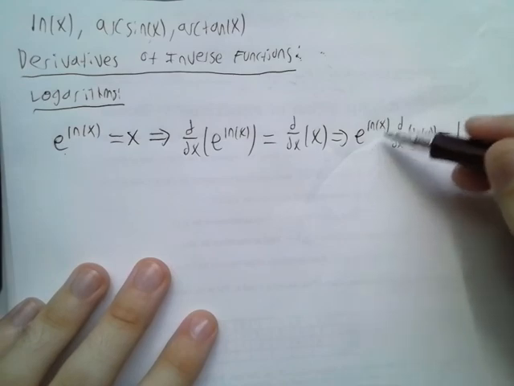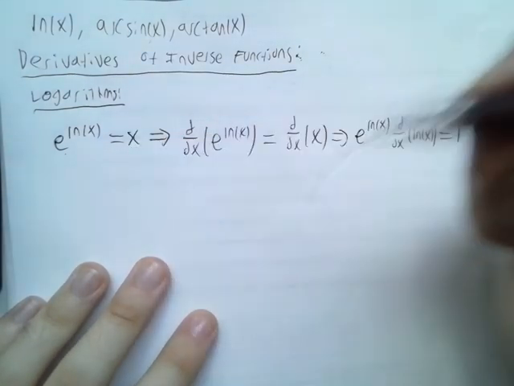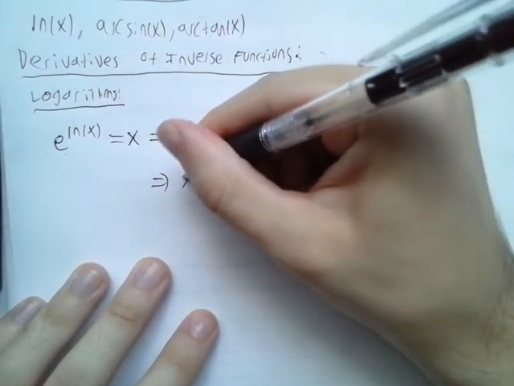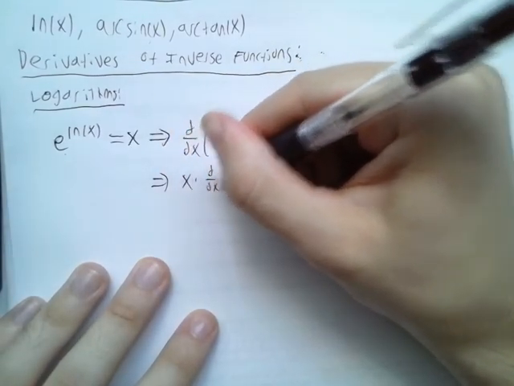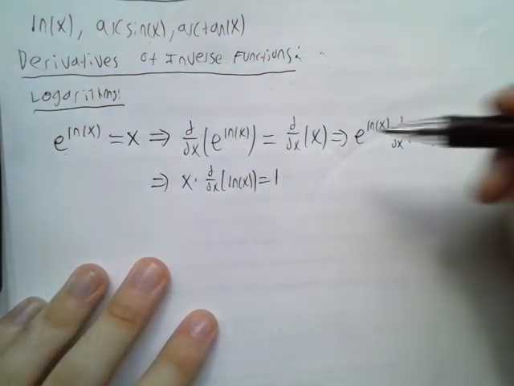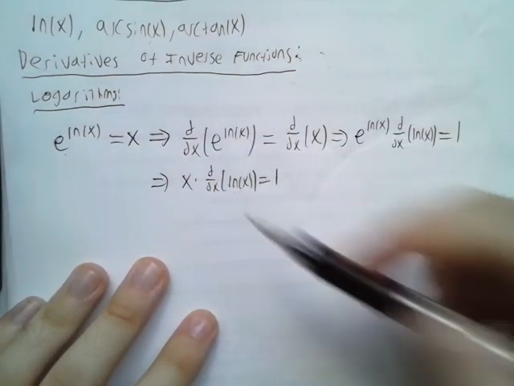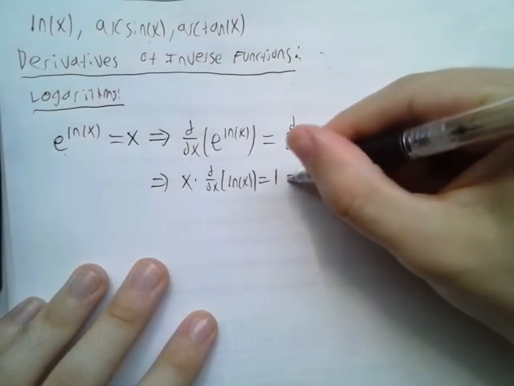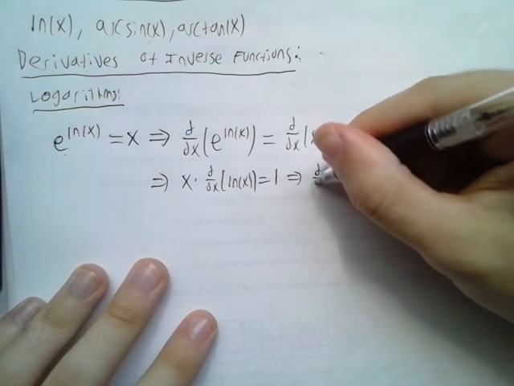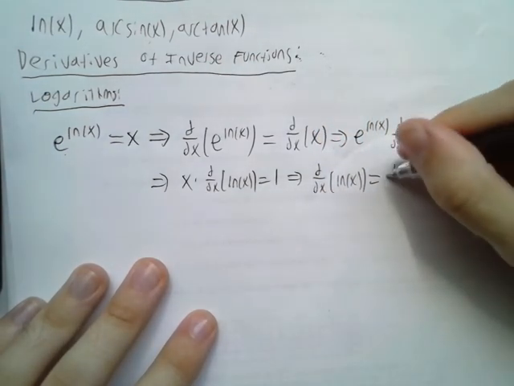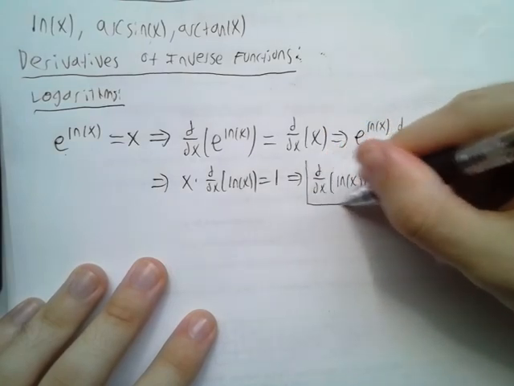Now, e to the log of x, remember, is equal to x, so we can simplify this a little bit to just say that x times the derivative of log of x is equal to 1. So now we have an equation here involving the derivative of log of x. We can solve for that derivative and get that the derivative of log of x is equal to 1 divided by x.